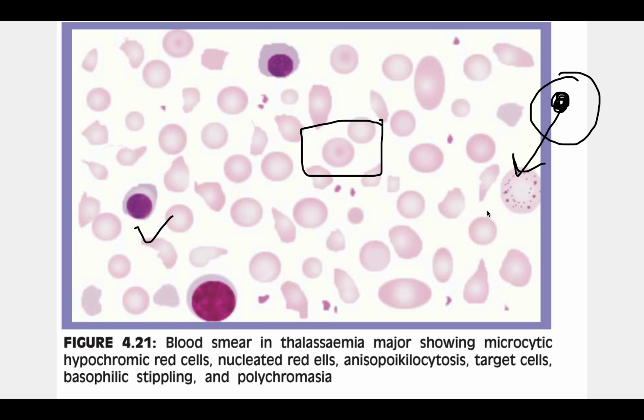So these are the features which we see in case of thalassemia. You can see there is marked anisopoikilocytosis, there is microcytic hypochromic type of anemia. You can see this is a very small RBC. You can see target cells, you can see NRBCs. Other features which you can see here are the basophilic stippling. You can see Howell-Jolly bodies. These also can be seen in thalassemia.